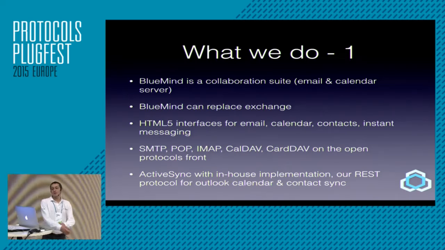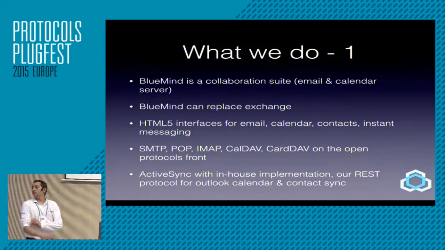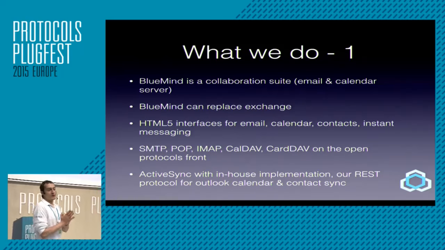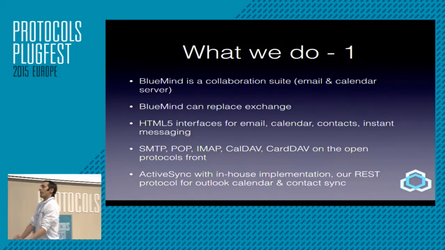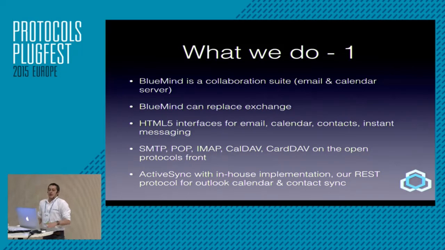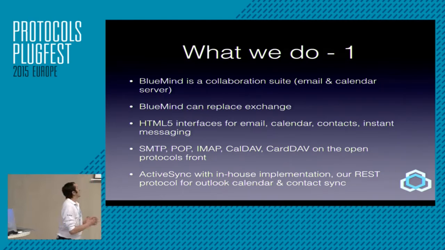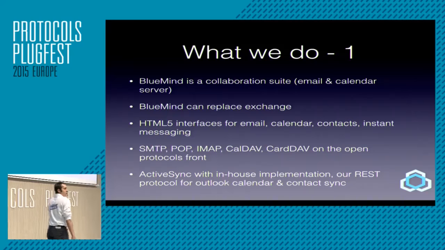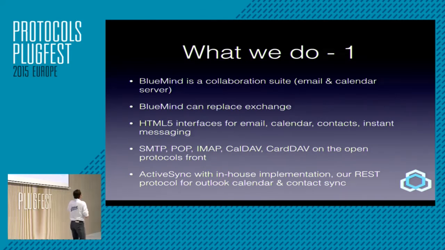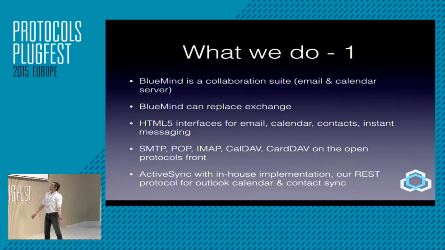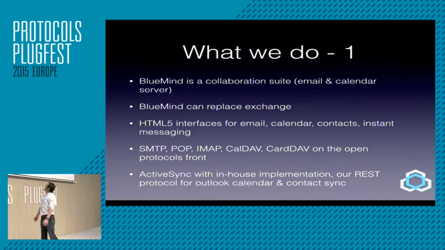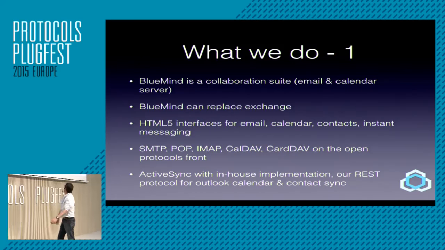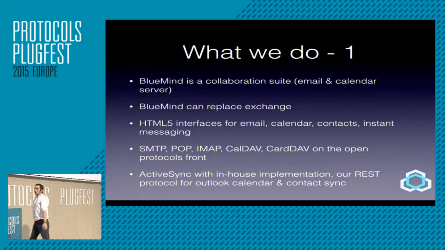So what do we do at BlueMind? BlueMind is a collaboration suite. We do email and calendar servers, which is pretty similar to what you saw with George. Of course, BlueMind can replace Exchange. It provides web interfaces for email, calendar, contacts, and of course instant messaging. We are based on all the standard protocols. So you will find SMTP for sending, POP and IMAP for receiving your emails, CalDAV and CardDAV to support everything in the Mac world. So this is on the open protocol front.